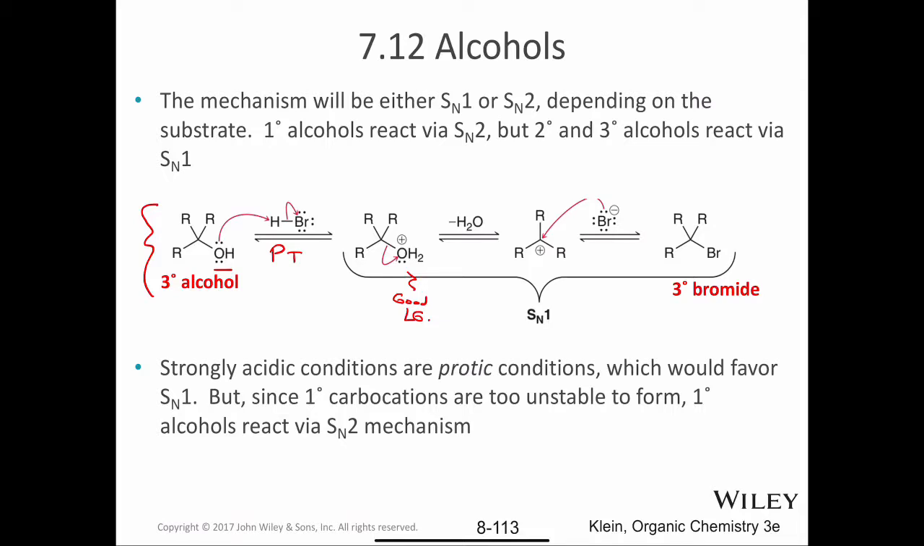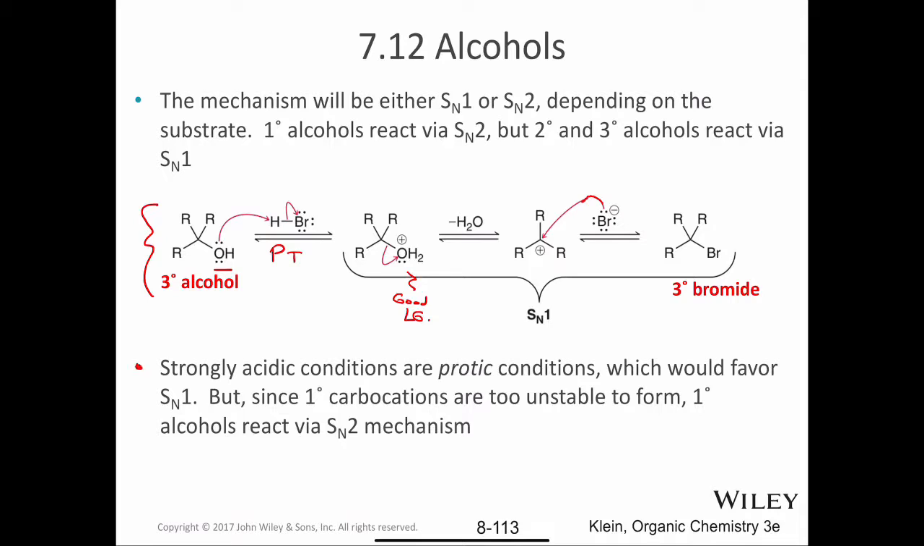In the next step, after I form the carbocation, bromide can come in as a nucleophile and attack the carbocation and produce the tertiary bromide. So this is a little bit different mechanism in that in the first case, it was an SN2 reaction, the primary alcohol with HBr, but with this tertiary alcohol, it's an SN1 mechanism. First I get the proton transfer, then I get the loss of leaving group, then I get the nucleophilic attack.